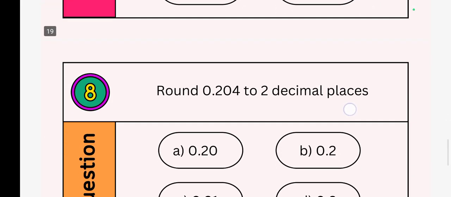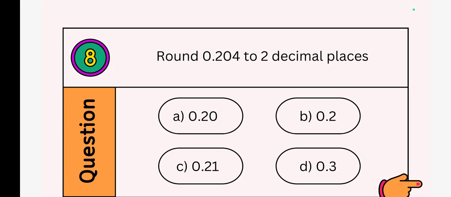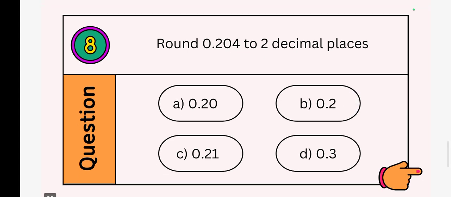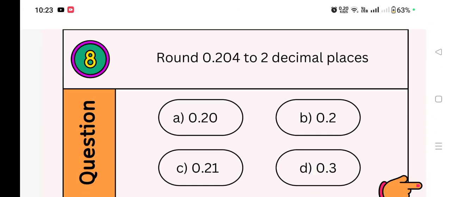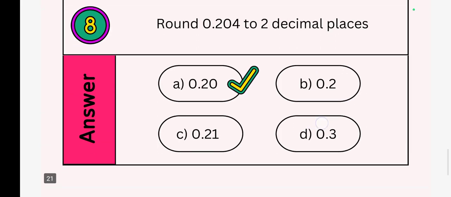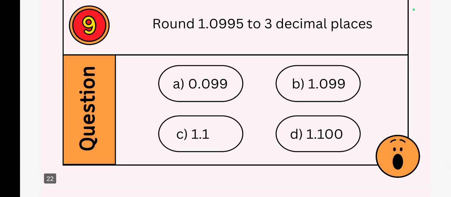Now 2 decimal places. See, after the point there are 3 numbers, but you need to convert it into 2 numbers. So 0.204 to the nearest 2 places. 0.204 to 2 decimal places will be 0.20, because the 4 doesn't matter and it is farther from 0.21. So 0.20.